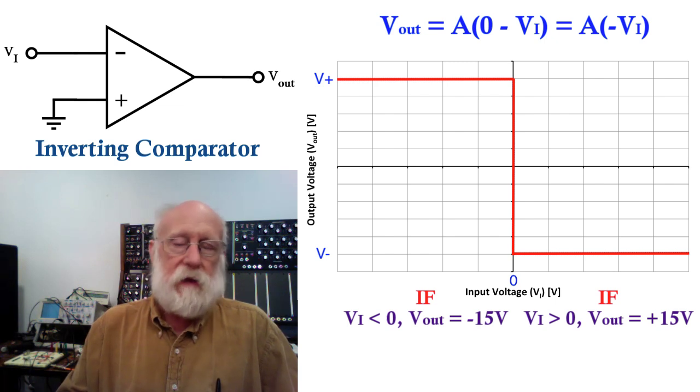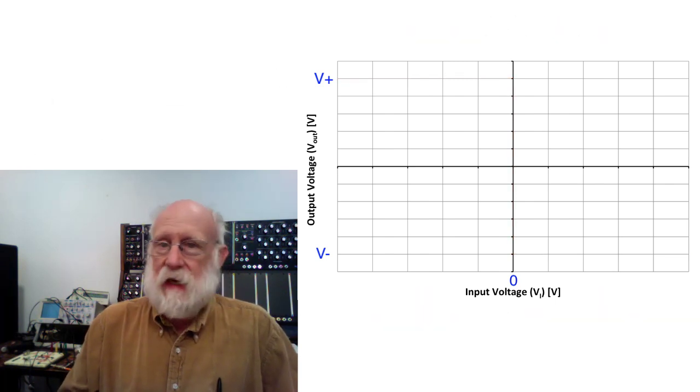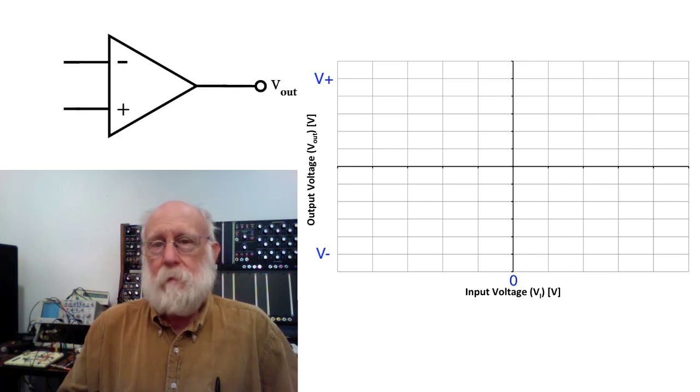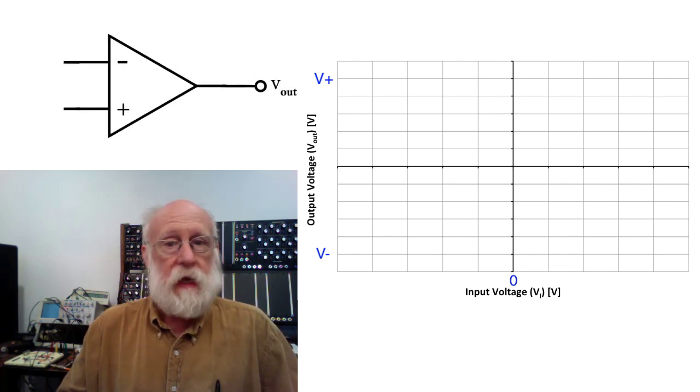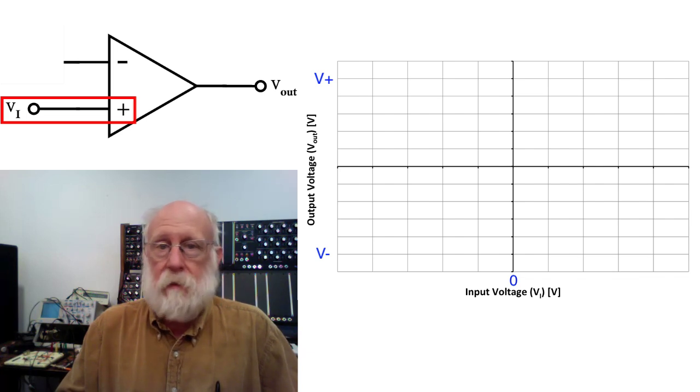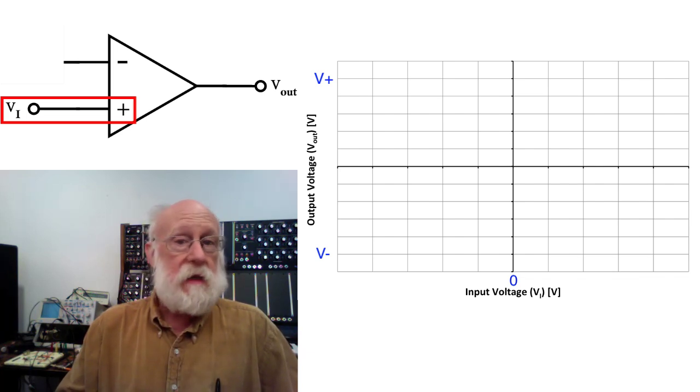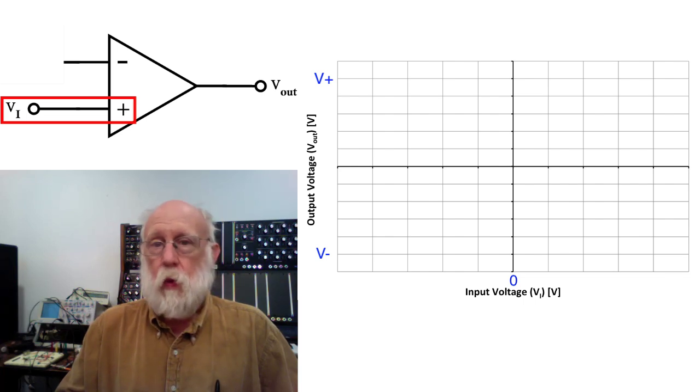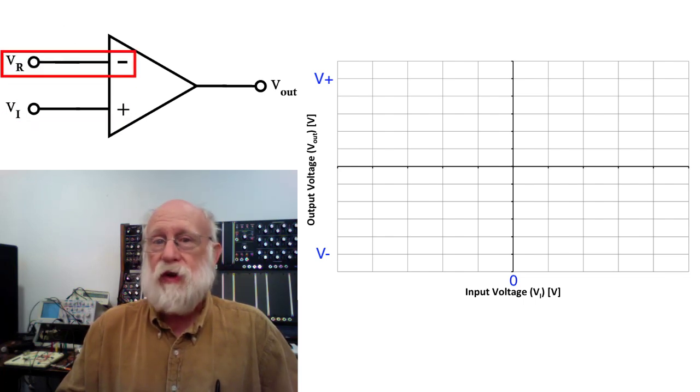Now that's pretty simple, and that can be useful. It depends on what you want to do. Next thing we can do is put our input on the non-inverting input like we did with the standard non-inverting comparator, but now instead of putting ground on the inverting input, we can put some other voltage there. We'll call that V sub R.